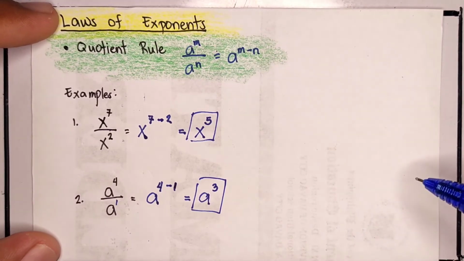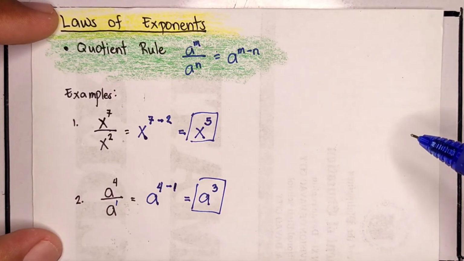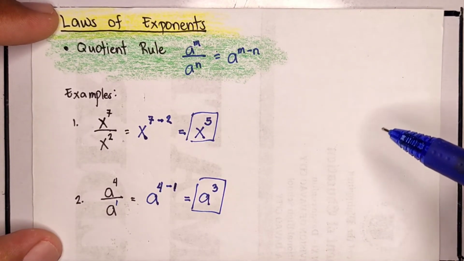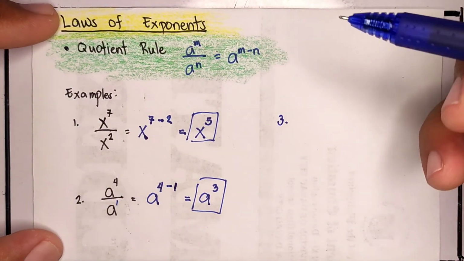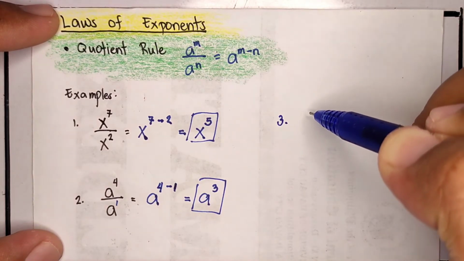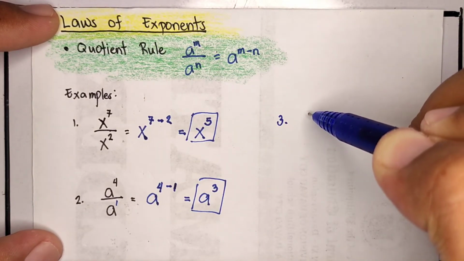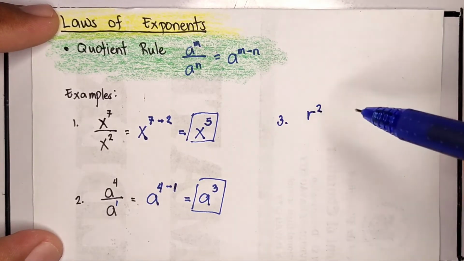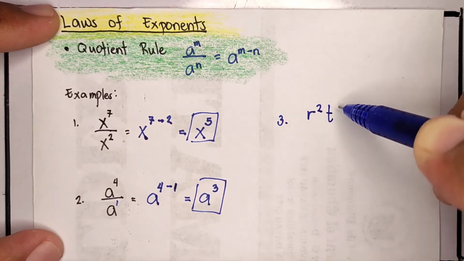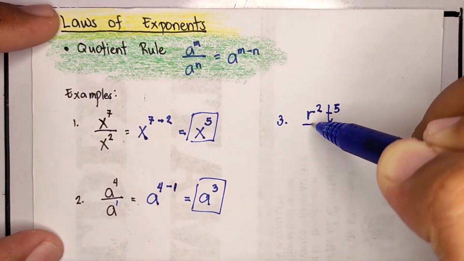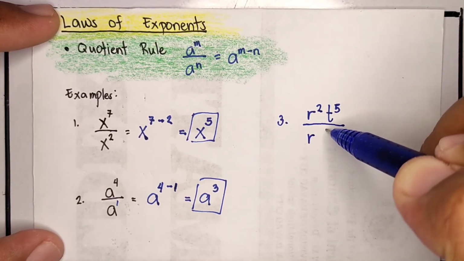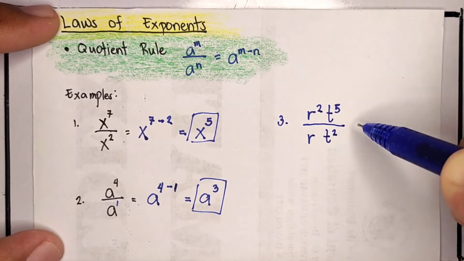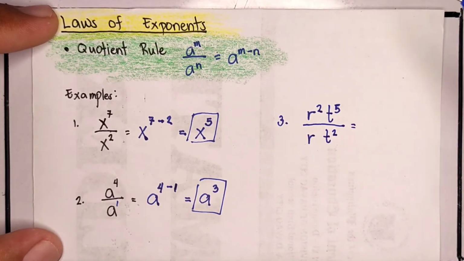Hey, how about if it is 2 or more literal coefficient? Example. Let's have here example number 3. Let's have here r squared t raised to 5 over r t squared. Ayan. Okay.